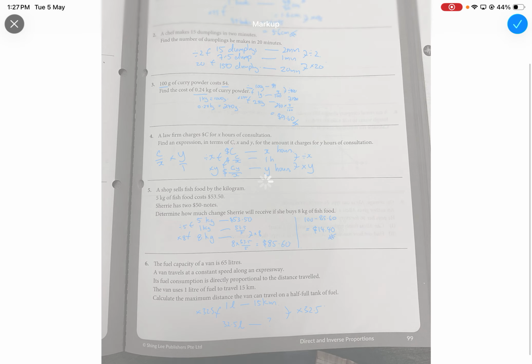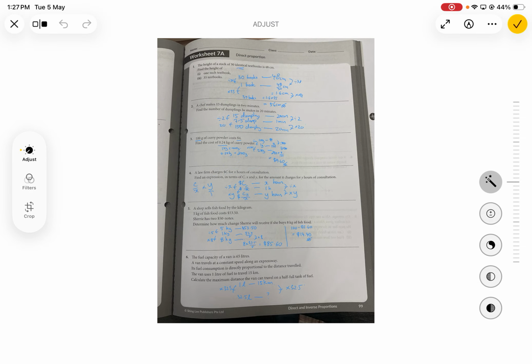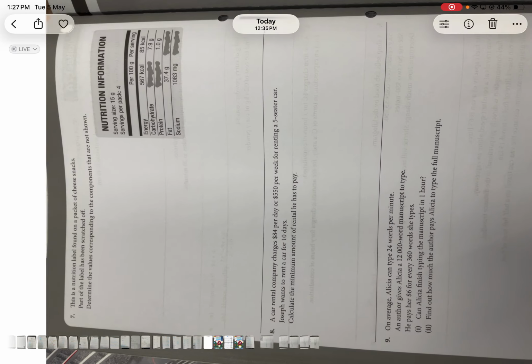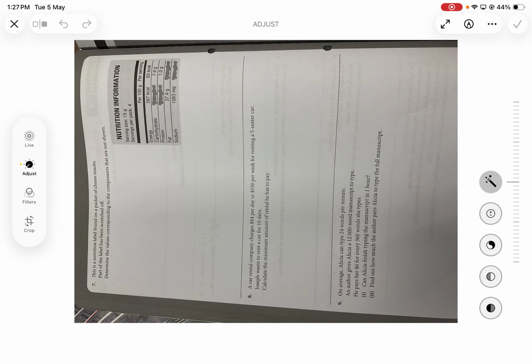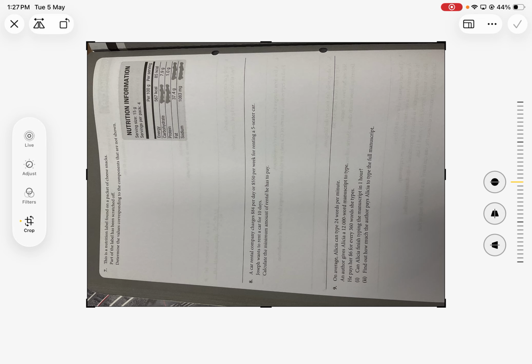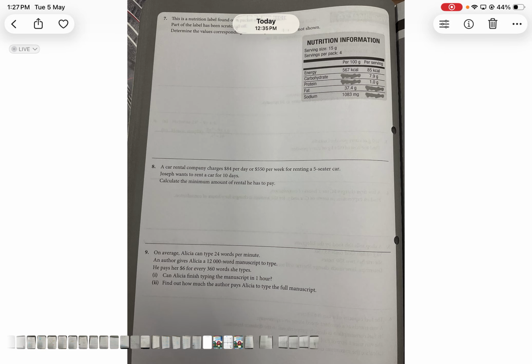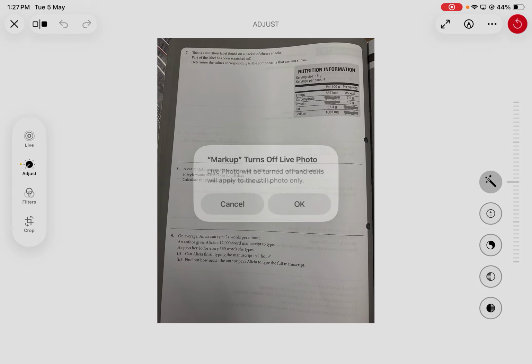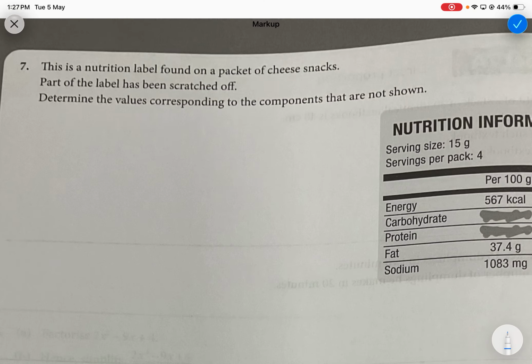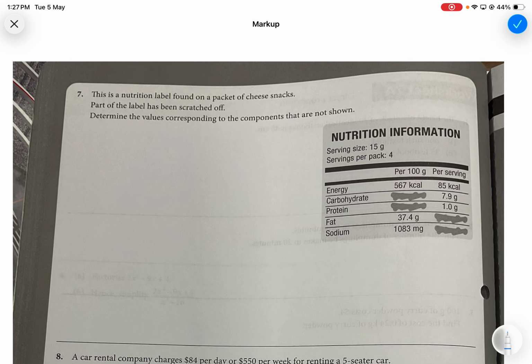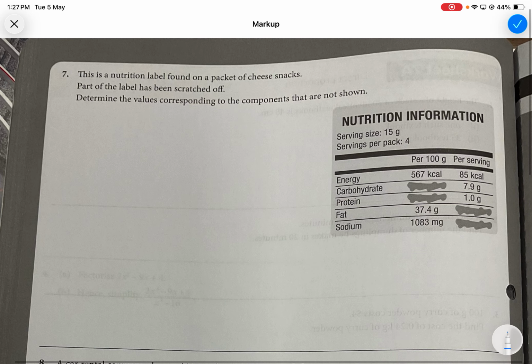Okay? Next page. See. So fun, right, math? Everything can be so easy when you start to learn.